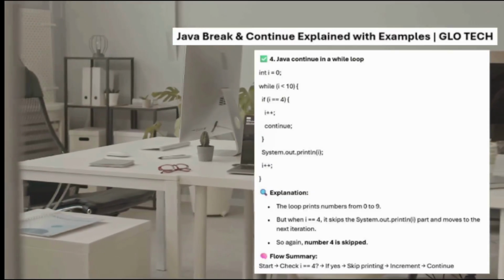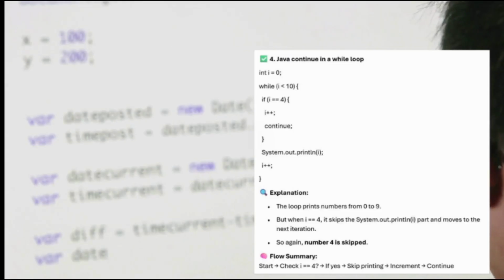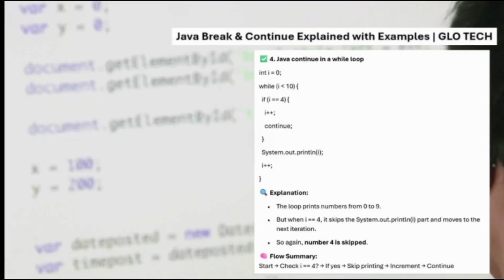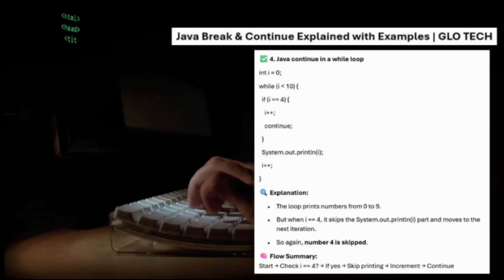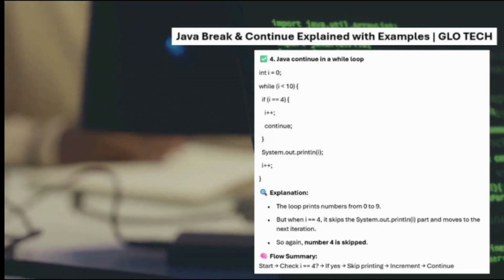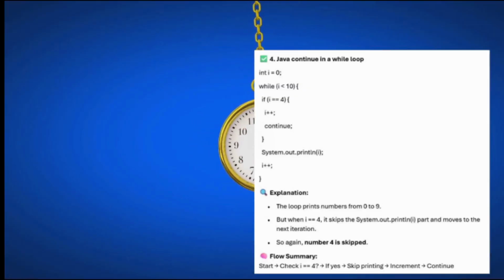Finally, let's tackle continue in a while loop. int i = 0; while i < 10, if i == 4, continue; System.out.println(i++). The loop prints numbers from 0 to 9, but when i equals 4, it skips the System.out.println(i) part and moves to the next iteration. So number 4 is skipped once again.